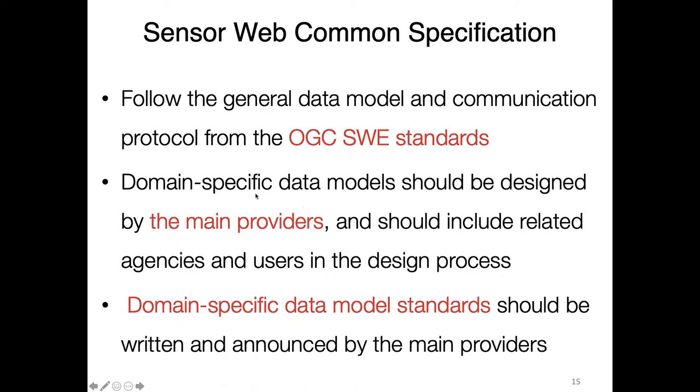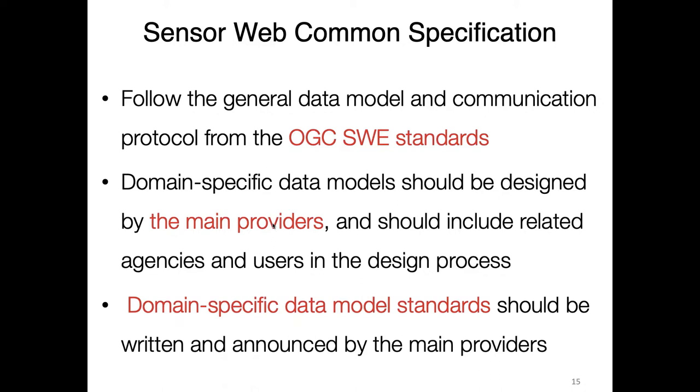suite of standards. And the domain-specific data model should be designed and defined by the main provider of that type of data. For example, if you are talking about air quality data, then the main provider of the air quality data is the Central Weather Bureau in Taiwan. And if you are talking about water level, those water resource data, then the main provider of those data in Taiwan will be the Water Resource Agency. So the main provider should be the one to design those domain-specific data models.